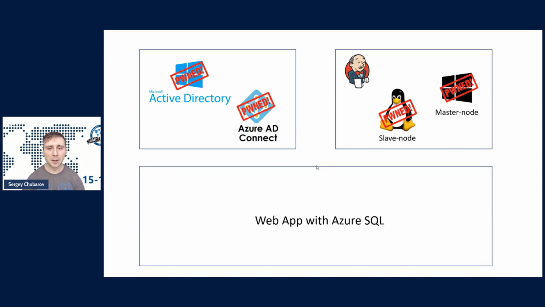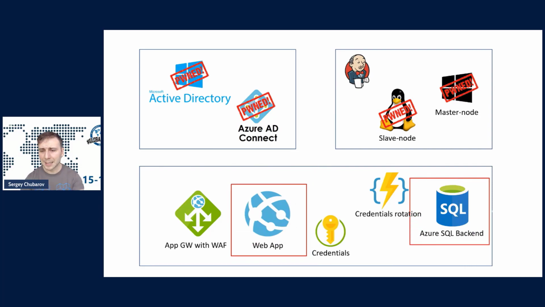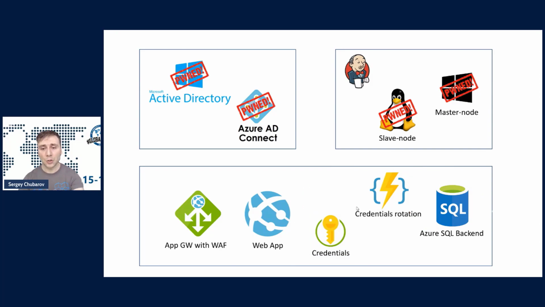And in the last scenario, I'm going to cover PaaS services. This scenario should be slightly more complicated because this time I will not just have simple virtual machines. I will have app service, and this app service will be backed by SQL database. And the credentials to connect from app service to SQL database will not be stored on the web application. It will be stored in the key vault. And also they will be rotated by function.